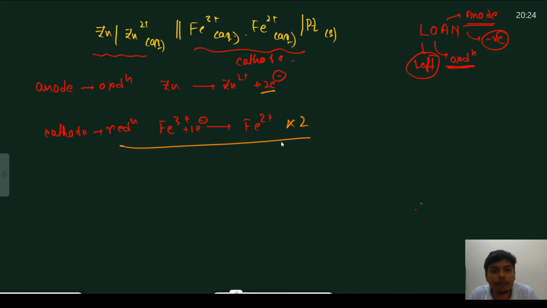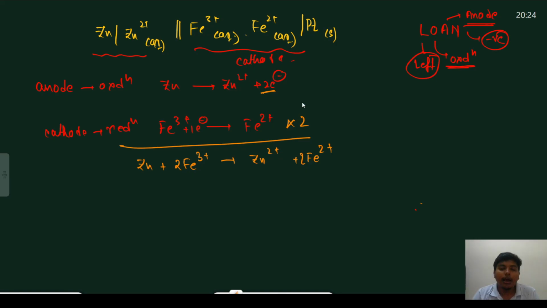So if you write the overall equation, what will you get? Zinc plus 2 Fe3+ will give zinc 2+ plus 2 Fe2+. Yes or no? Understood? So for any equation given, can you write down the reaction?